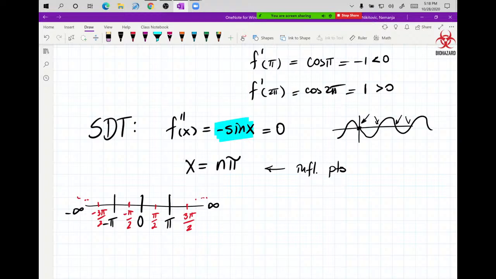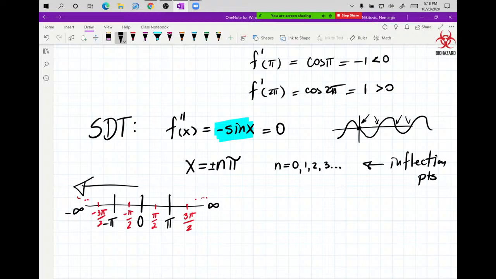Actually, I just noticed that I didn't do too good of a job here. I was supposed to say plus minus n and define n as 0, 1, 2, 3, and then say inflection points. Because that plus minus n, the minus allows us to go this way, and that's that. Now, some people like to just put n pi and then go 0, plus minus 1, plus minus 2 for n. It doesn't matter which way. It's just faster to write it the way I wrote it, because you don't have to put a million plus minus signs in n.